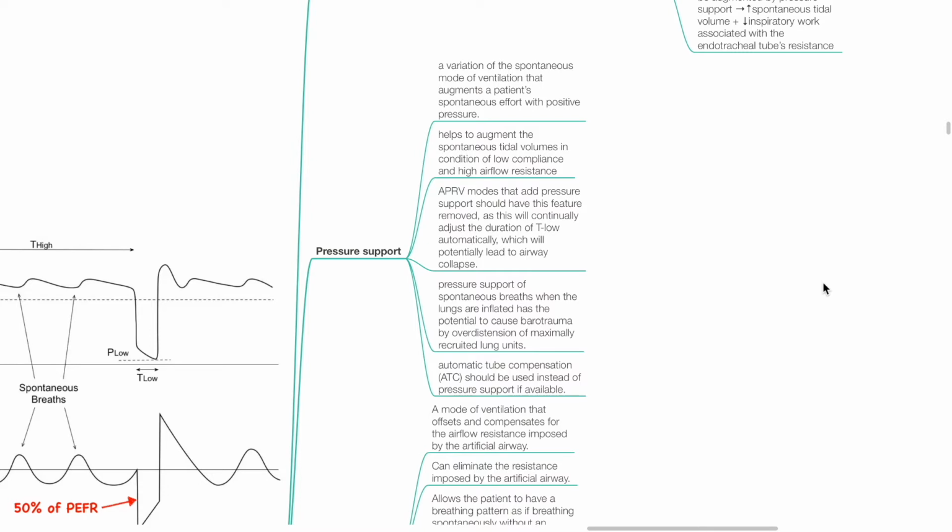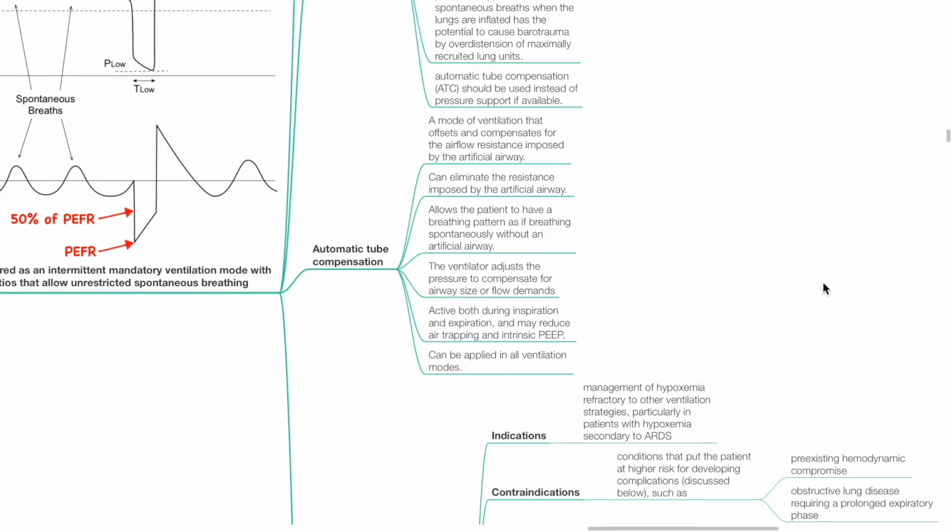APRV modes that add pressure support should have this feature removed, as this will continually adjust the duration of T low automatically, which will potentially lead to airway collapse. Pressure support of spontaneous breaths when the lungs are inflated has the potential to cause barotrauma and over-distension of maximally recruited lung units. Automatic tube compensation (ATC) should be used instead of pressure support if available.